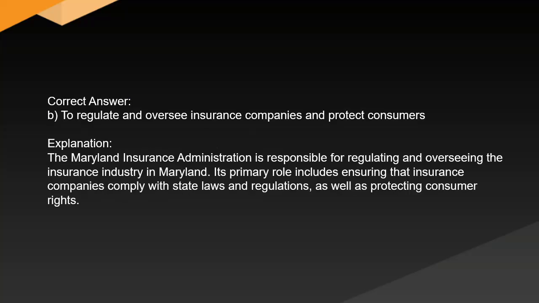Correct answer. B. To regulate and oversee insurance companies and protect consumers. Explanation. The Maryland Insurance Administration is responsible for regulating and overseeing the insurance industry in Maryland. Its primary role includes ensuring that insurance companies comply with state laws and regulations, as well as protecting consumer rights.